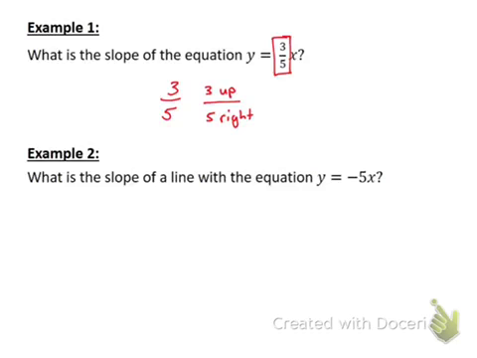All right. What is the slope of the line for y equals negative 5x? Well, your slope would be negative 5. So negative 5, and remember that's negative 5 over 1, so you'd be going down 5, and then right 1.